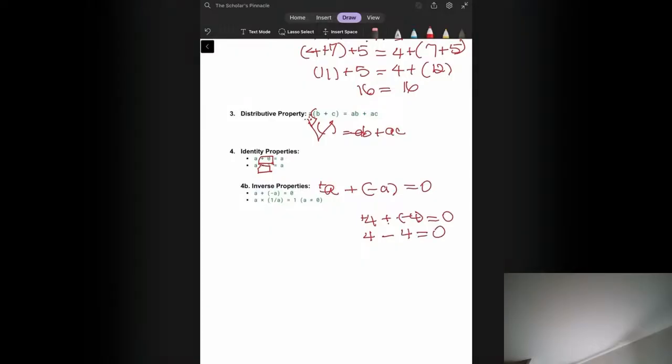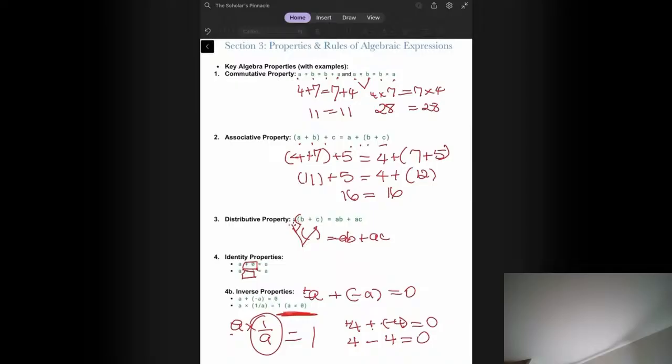Okay? Now this other inverse property, where you have A multiplied by 1 over A, this whole term right here is called the reciprocal. The product of A and its reciprocal is equal to 1 when A is not equal to 0, because we can't determine division by 0. Any number divided by 0 is undefined. In calculus, it is called DNE.